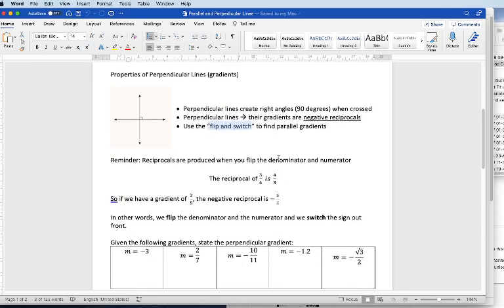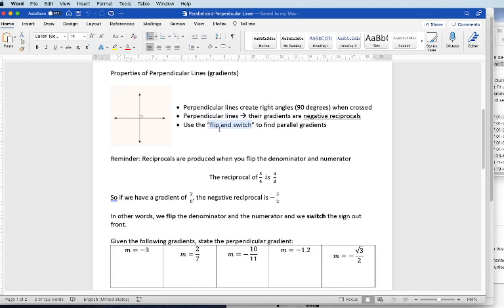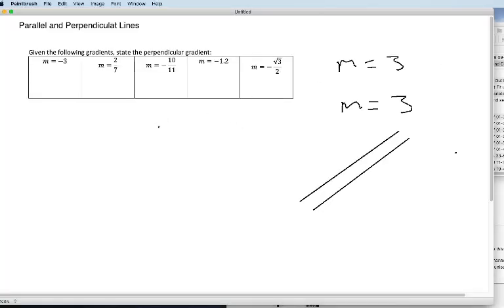Now for perpendicular, it's quite simple as well. I tend to use this thing called the flip and switch when I'm using perpendicular lines. Every time I see something with perpendicular lines in gradients, I use this flip and switch. It's very easy. Essentially, you're taking the reciprocal of the gradient and switching the sign. So the flip and switch, as I call it, is you flip the denominator and the numerator and you switch the sign.